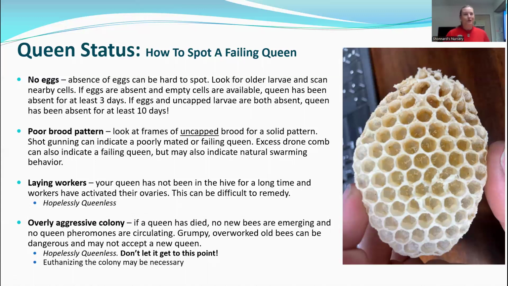But excess drone could also just mean the natural swarming behavior. This time of year, the drone population is increasing dramatically. Your drones can be up to, I think, 10 to 15% of the colony during peak season.